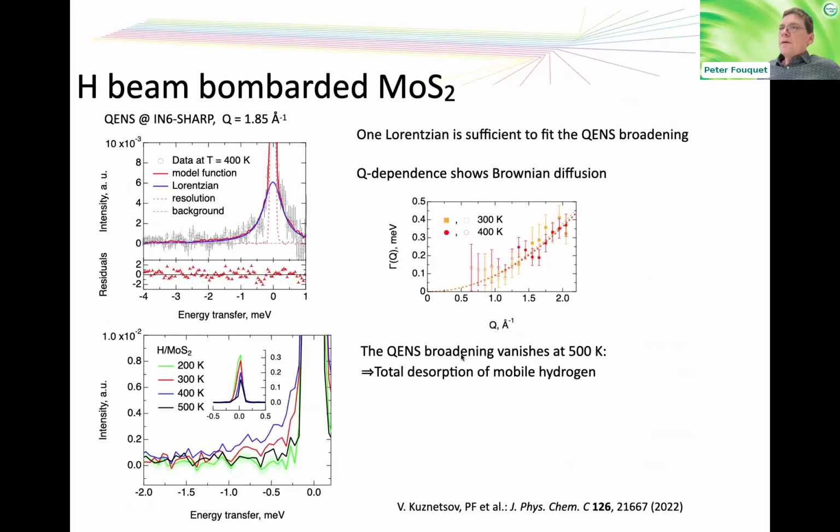Now with the quasi-elastic signal, we see a bigger broadening than what we saw for the water-soaked samples. And here we interpret what we see as a diffusion of hydrogen ions. And we can also follow with temperature how this hydrogen desorbs. Basically a total desorption of the mobile hydrogen by 500 Kelvin.